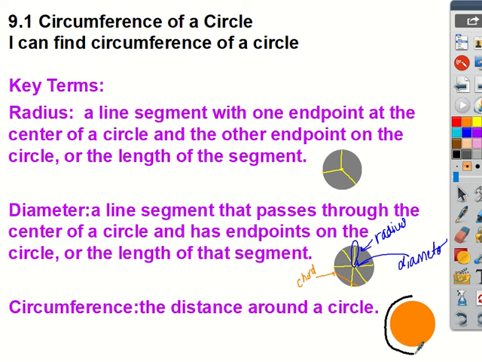So this would be the distance around, right? But it actually touches the circle, so we want to go along the distance. See how my tracing skills are a little off. There we go. Okay, so please make sure you understand: a radius touches the center and the edge of the circle, a diameter goes through the center of the circle, and the circumference is the distance around a circle.